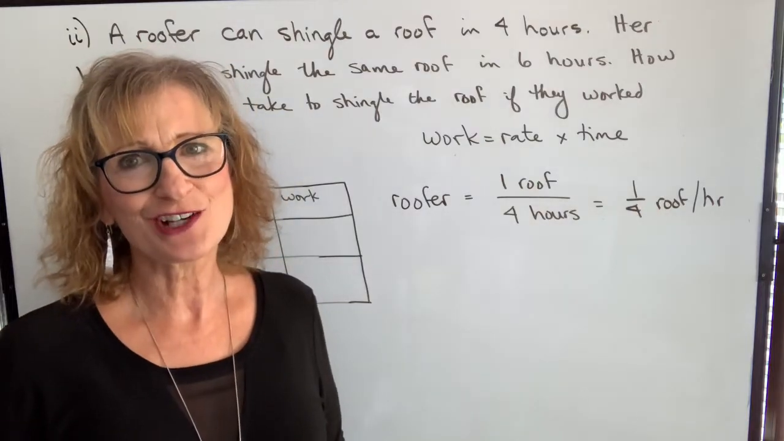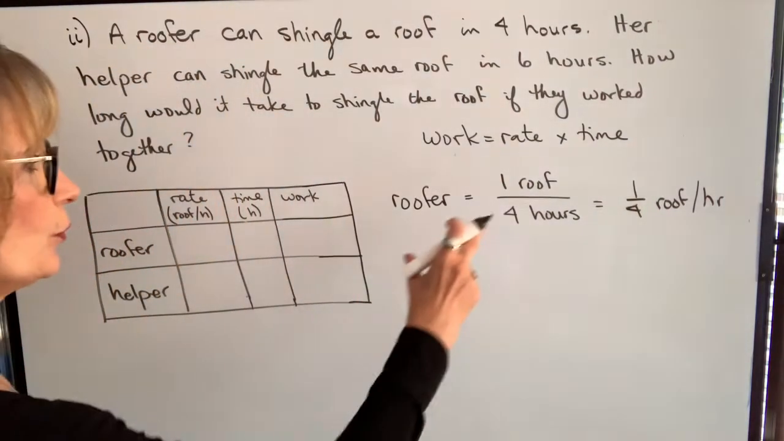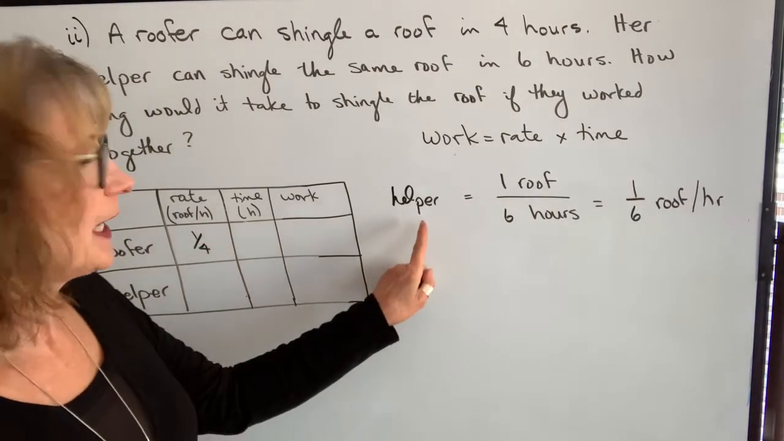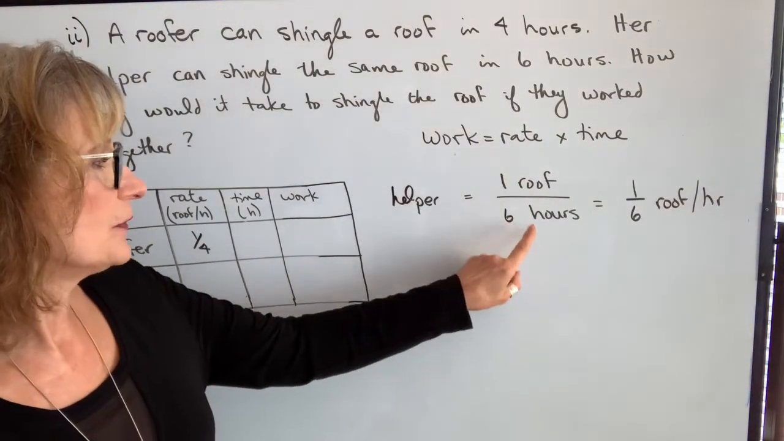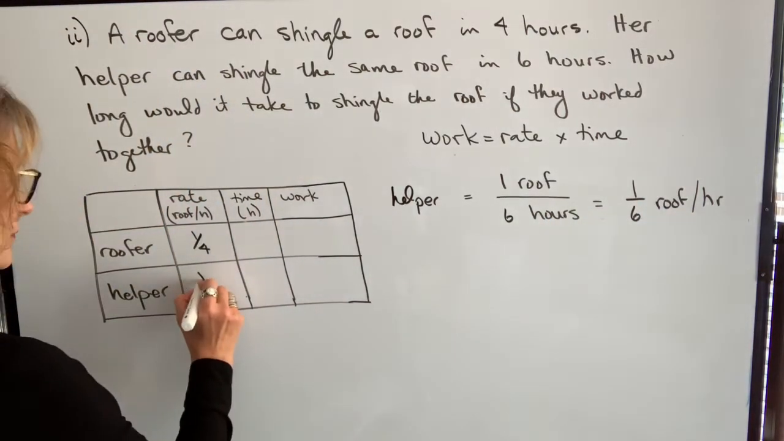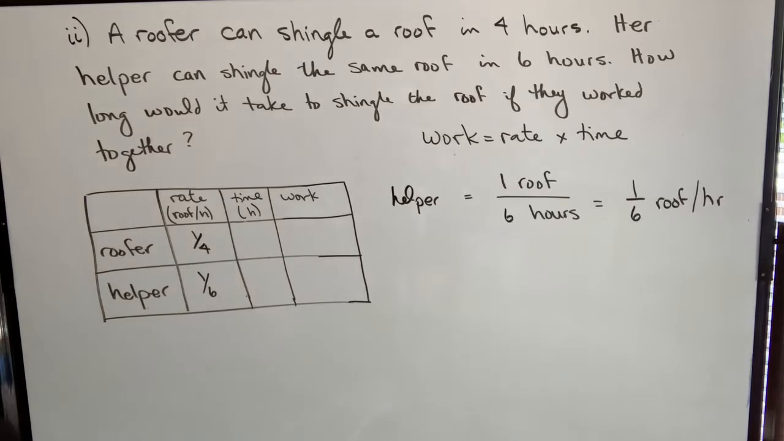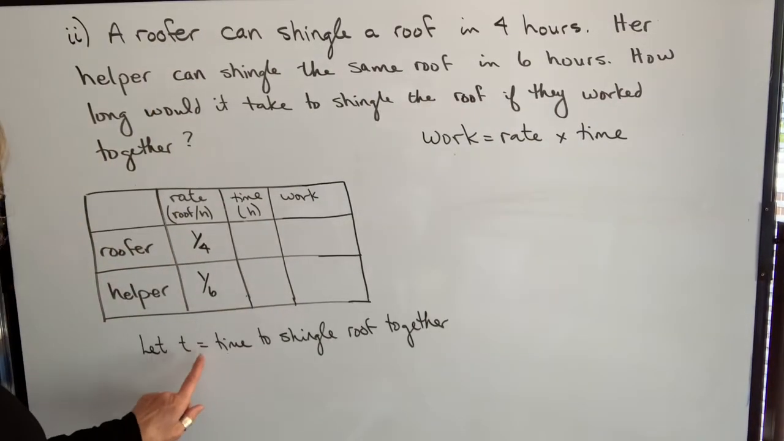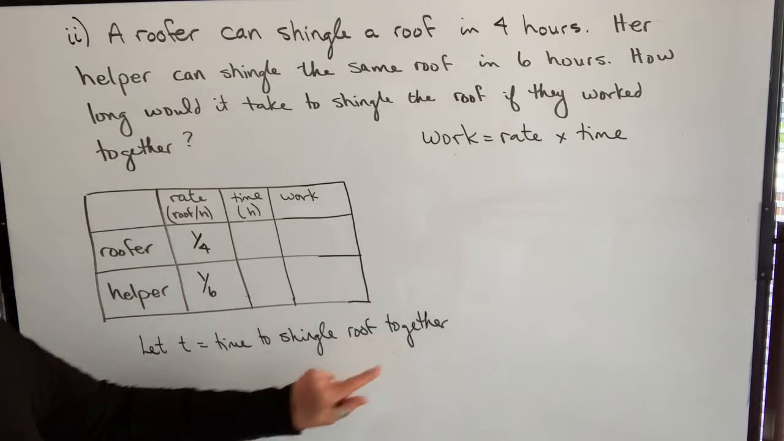So we're going to get into fractions. So the roofer would work at a rate of 1/4 of a roof per hour. Similarly, the helper's rate would be one roof in 6 hours. So 1/6 of the roof per hour. That would be that rate. The question asks how long, so time, that's going to be our variable. So our unknown T is the time to shingle the roof together.